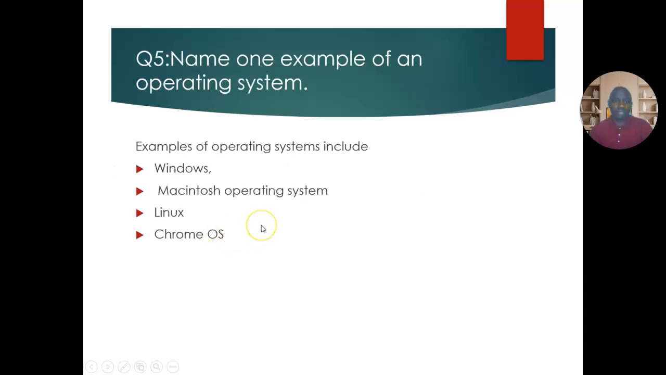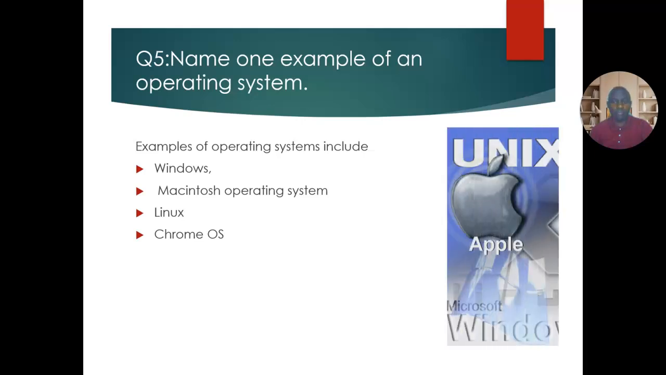Then, name one example of an operating system. That's question 5, and examples include Windows, Macintosh operating system, Linux, Chrome OS, and many more. If you are dealing with Android gadgets, the phones, then you are going to have maybe Android.